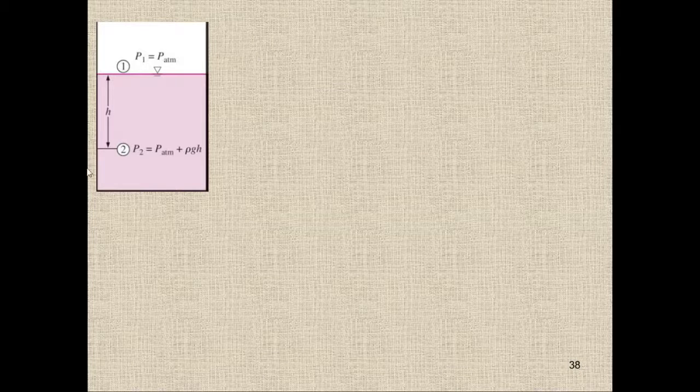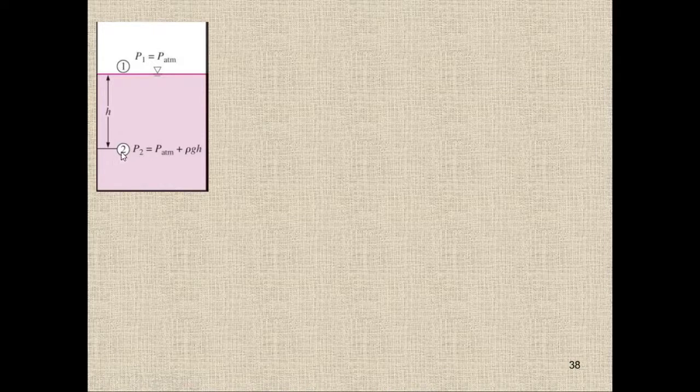So here you can see at point number 1 we have atmosphere pressure, at point number 2 we have simply P atmosphere, and we are moving down from point 1. So we have to add the pressure. So P atmosphere plus rho GH equal to P2.